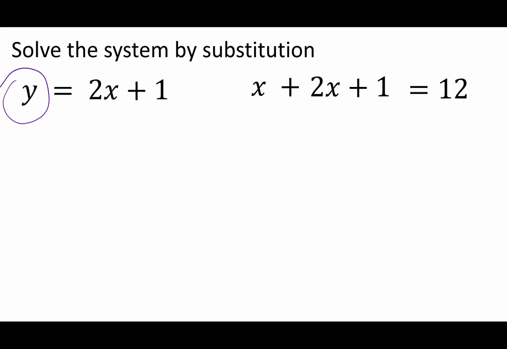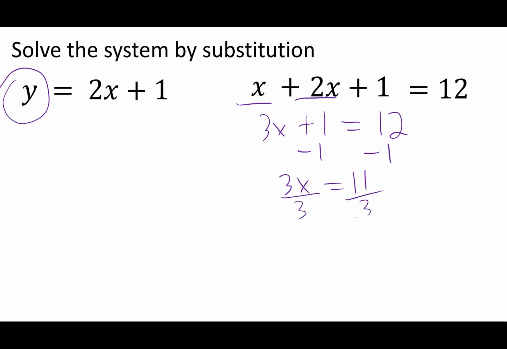So I'm going to combine my like terms, which gives me x plus 2x is 3x. So I end up with 3x plus 1 is equal to 12. Subtract 1, get 3x equals 11. Divide by 3, and I get x is equal to 11/3.